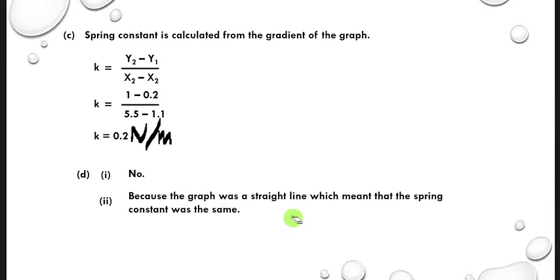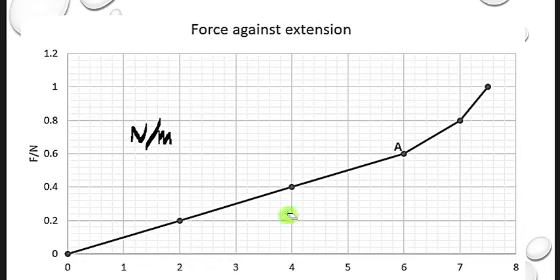For a spring to reach its limit, the graph must maybe bend like this. Then it reaches its limit, like from 0 to A. That's where the elastic limit is. But when it goes beyond there, it has gone beyond. But that one did not reach because the spring constant is the same, or because it is a straight line.